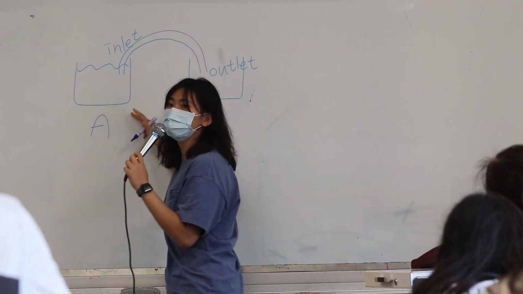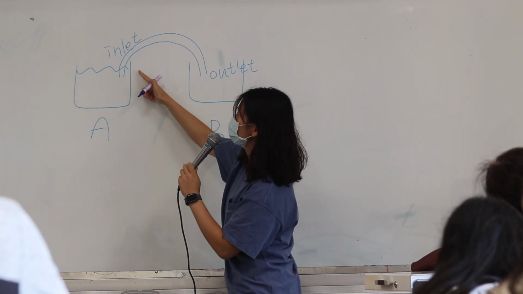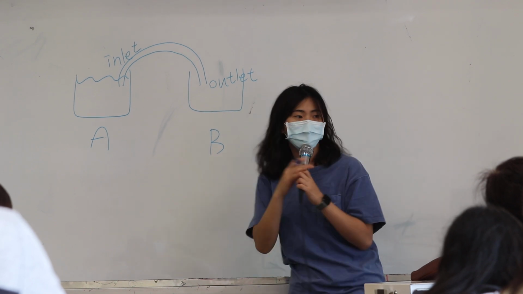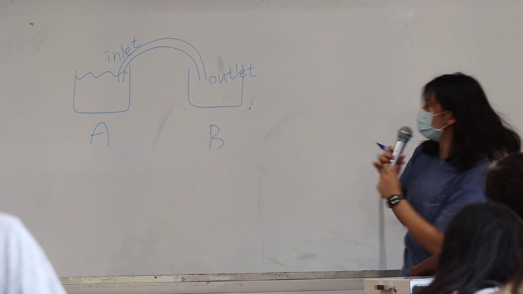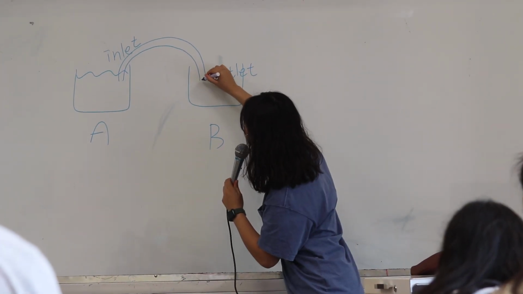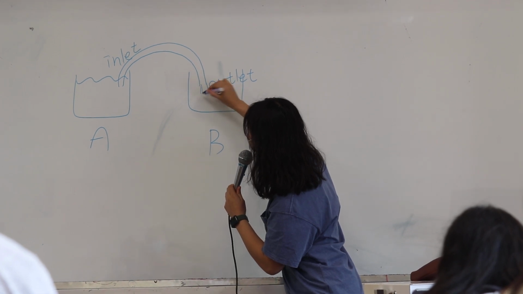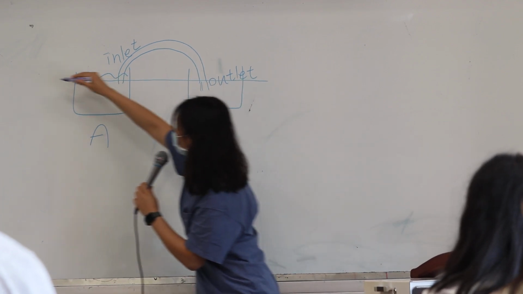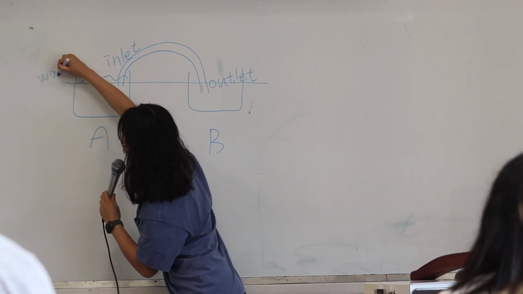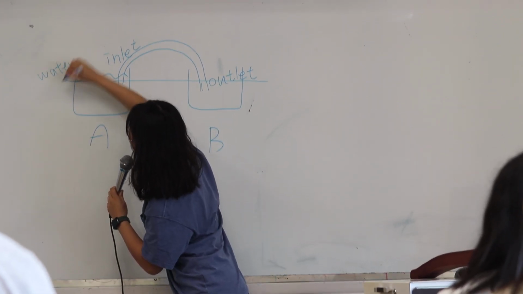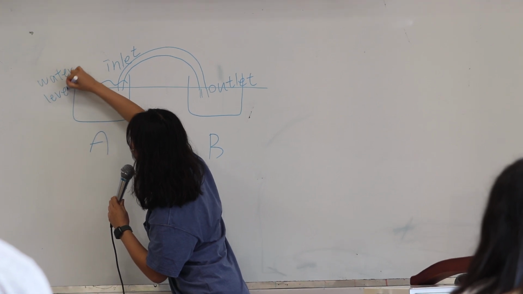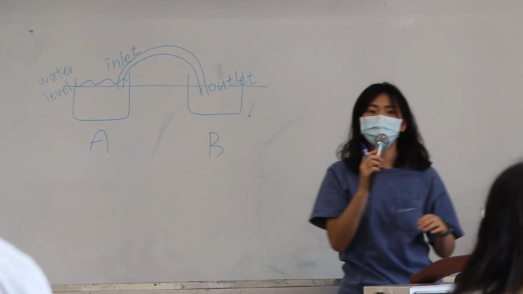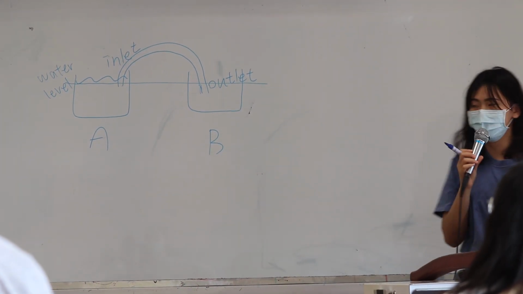So the A container is filled with water, and the B container is empty. Then this outlet has to be lower than the A container's water level. So now we divide into groups and we start the experiment.